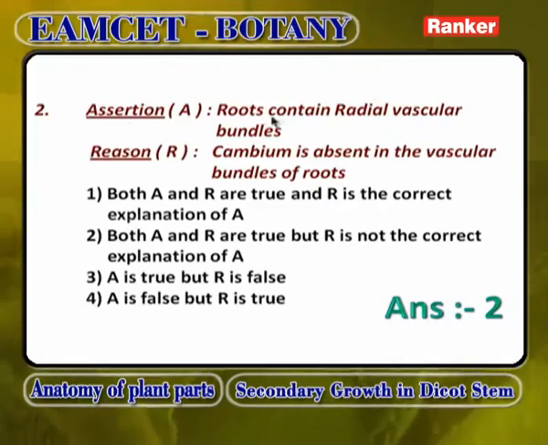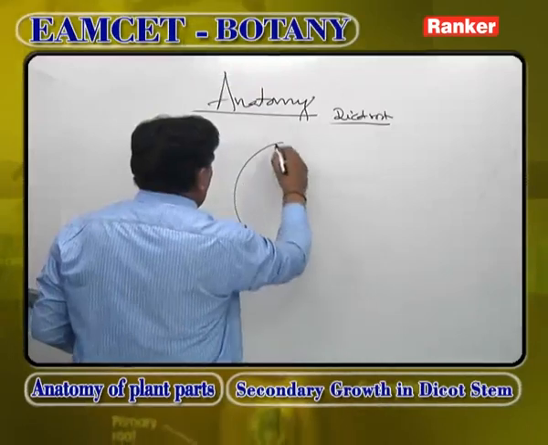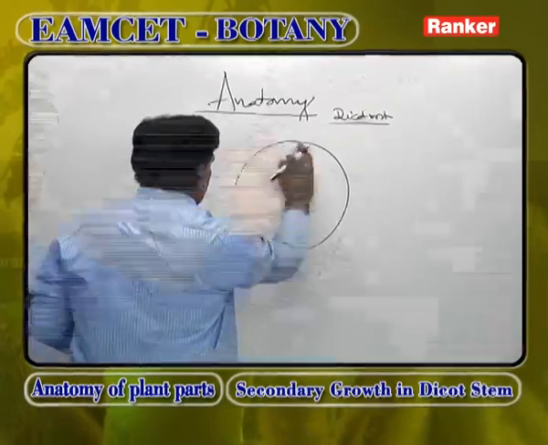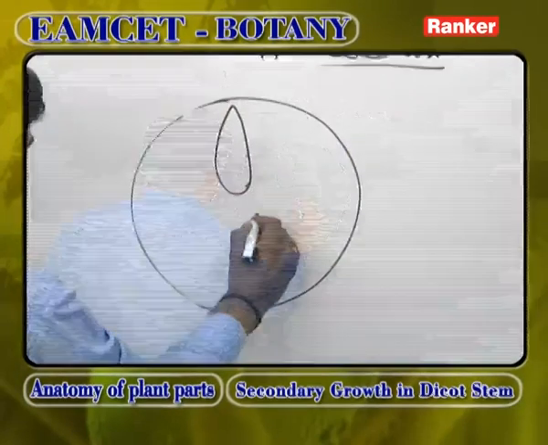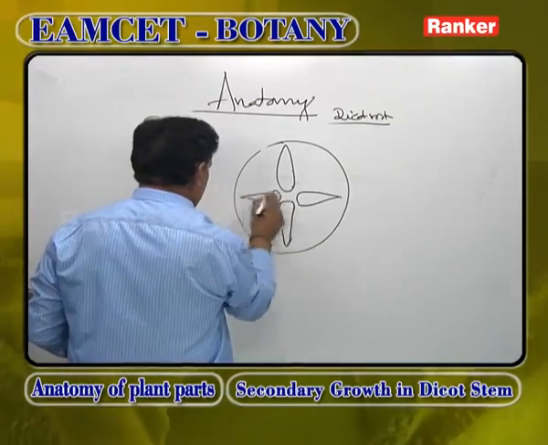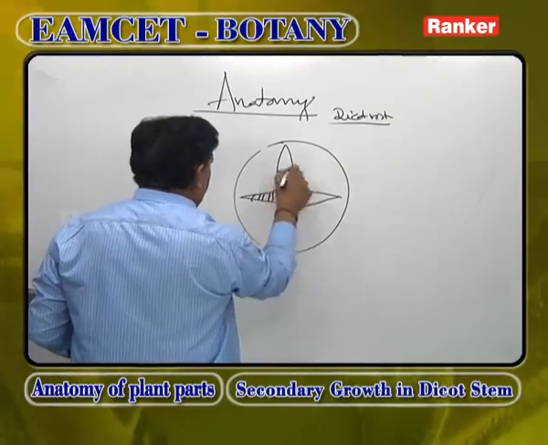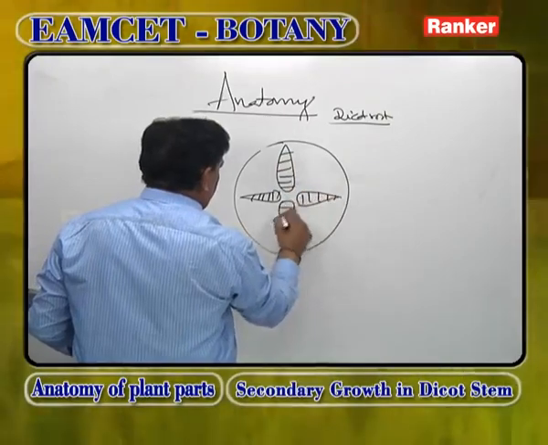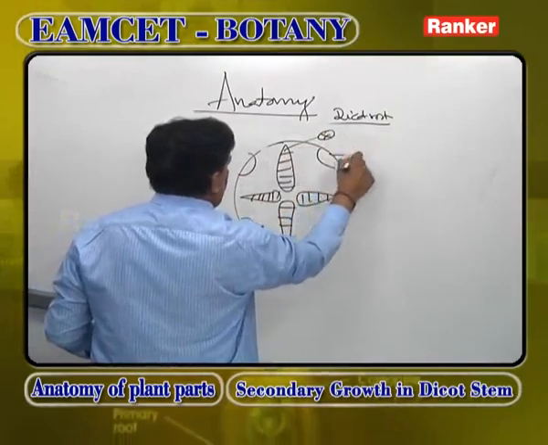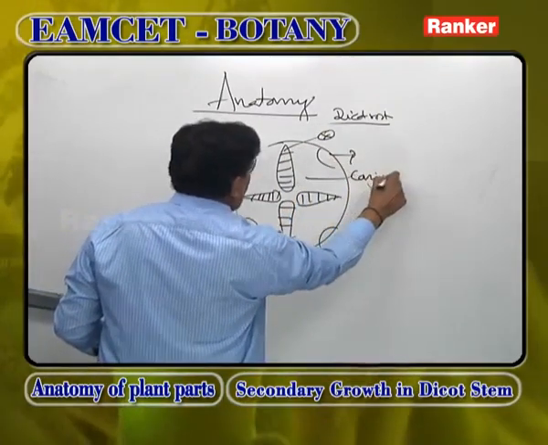Roots contain radial vasculature. This is an assertion reasoning question. Roots contain radial vascular bundles. What does radial vascular bundle mean? If you take a ground plan like this, xylem and phloem appear in separate radii but perfectly alternate with each other like this. This is called radial vascular bundle. This is xylem, this is phloem, and this is conjunctive parenchyma.